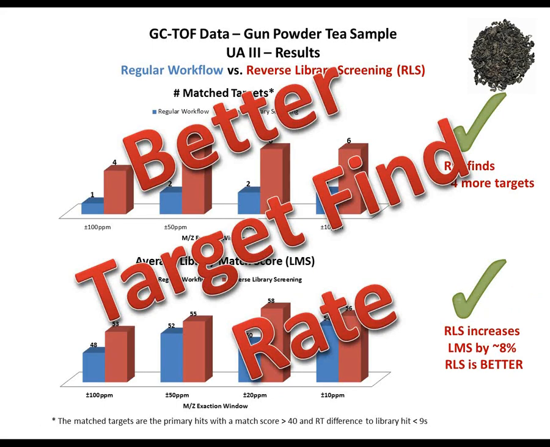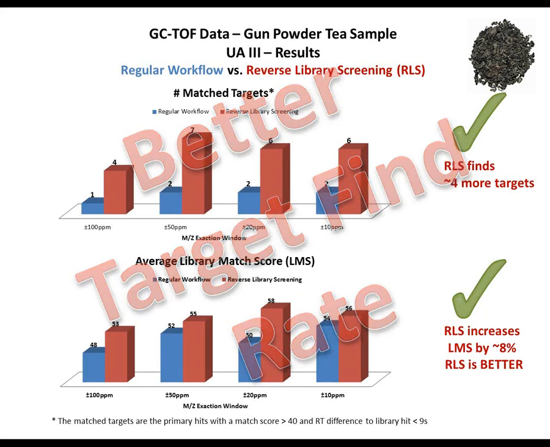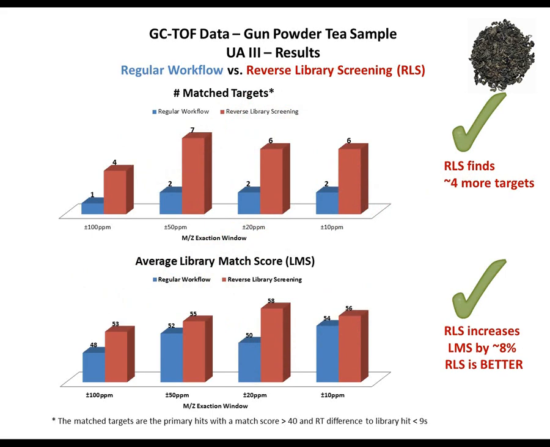This graph clearly shows that the target find rate for accurate mass is much higher if you compare that with a flat deconvolution approach versus a reverse library match, which knows the ions from the library. You can see how effective it is across a number of matched targets as well as the metric of average library match score.